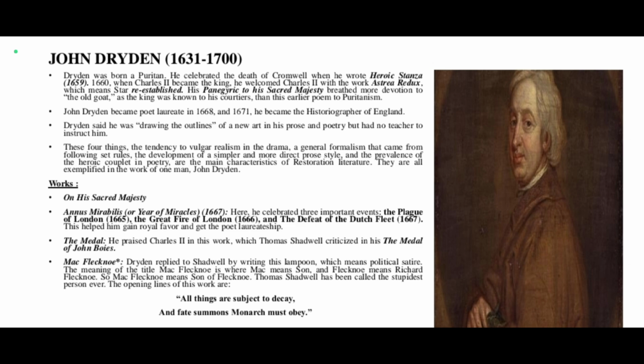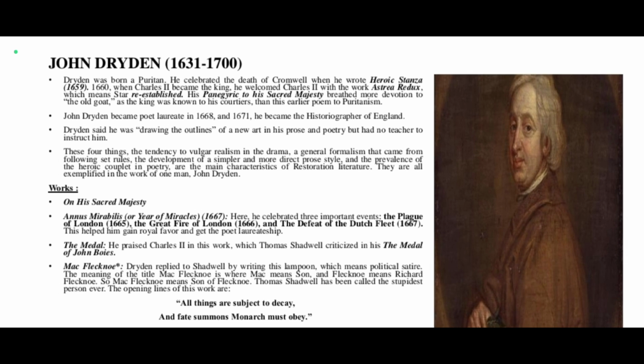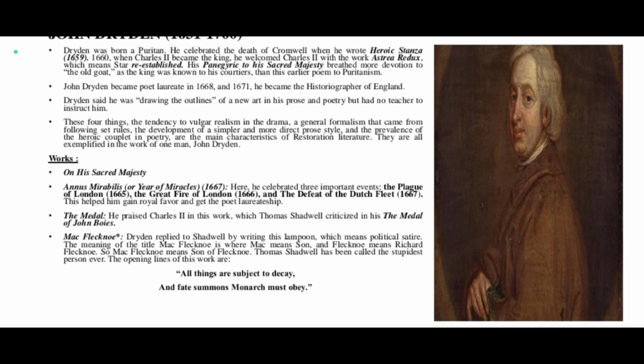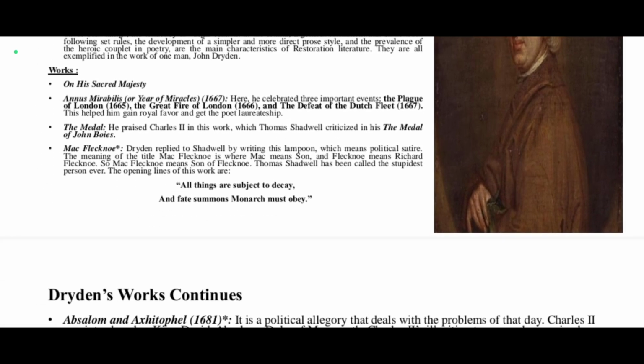So Dryden replied to Shadwell by writing this lampoon, which means political satire. The meaning of the title Mac Flecknoe is: Mac means son and Flecknoe means Richard Flecknoe. So Mac Flecknoe means son of Flecknoe. Thomas Shadwell has been called the stupidest person ever. The opening lines of this work are: all human things are subject to decay, and when fate summons, monarchs must obey.